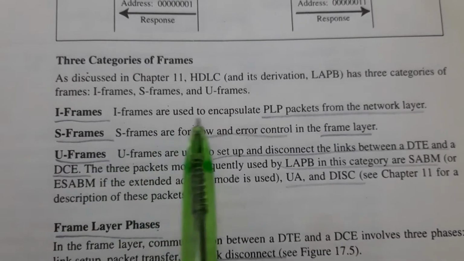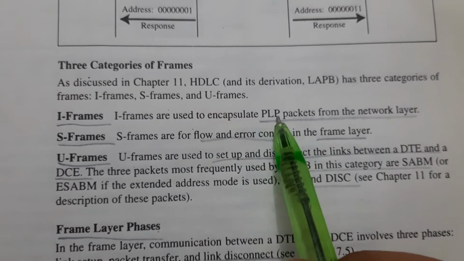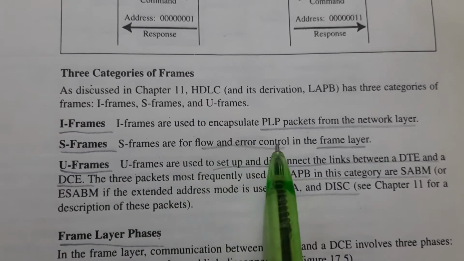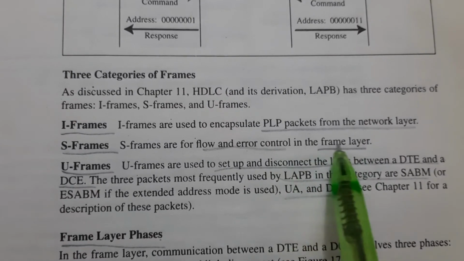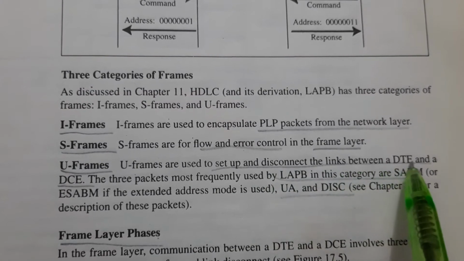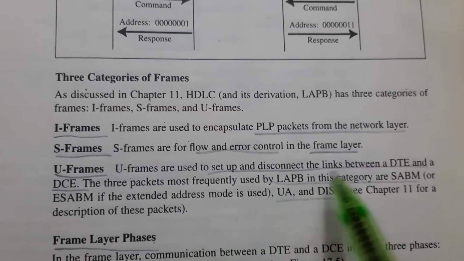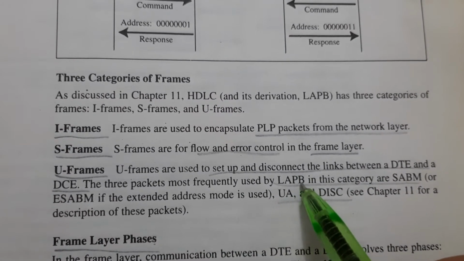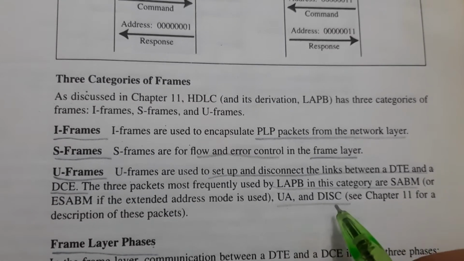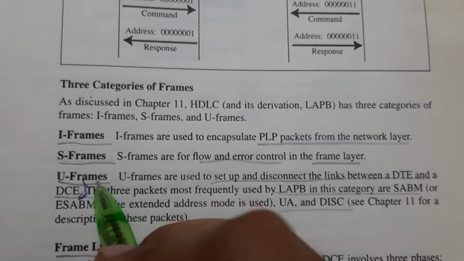I frames are used to encapsulate PLP packets from the network layer. We will see about PLP in the next topic. S frames are for flow and error control in the frame layer, that is the data link layer. And U frames are used to set up and disconnect the links between DTE and DCE. And the three frames most frequently used by LAPB in this category are SABM, UA and DISC. These are very important.